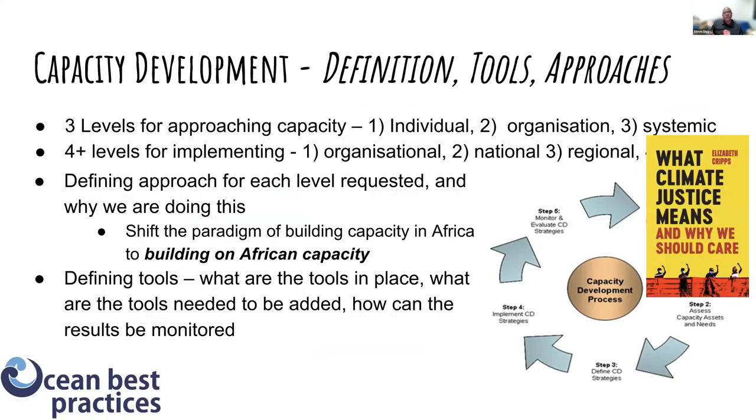When we talk about capacity development, we have different tools and approaches, as you can see in the diagram on the right, iterative steps that go from monitoring and assessing to defining and then implementing. You can do that at the individual, the organizational, at the system level, and you can do it organizational, national, and regional. Each one of these is going to require that the best practices get configured in a specific way for maximum effectiveness.